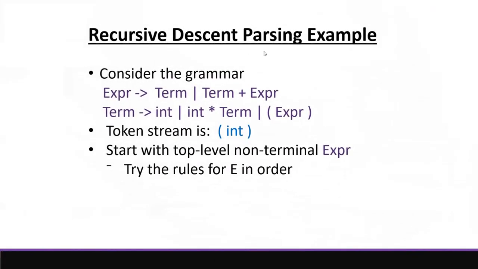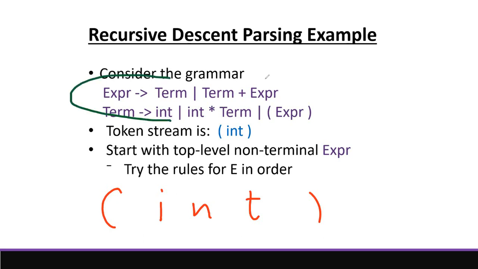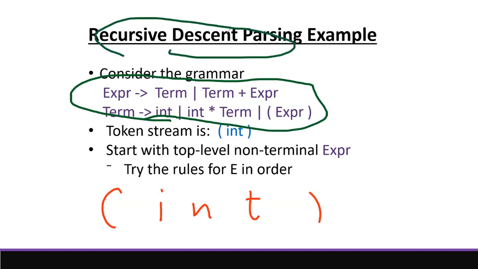Let's assume this is a recursive descent example. An expression is a term or a term plus expression. And a term is an integer, or integer times term, or parenthesis integer. Let's assume that we have a simple input, a token string of this. This is the program we have, a very simple one, and there are two grammar rules. We are going to do LL parsing using recursive descent parsing, so let's look at how it works.